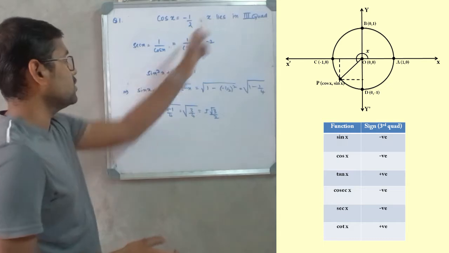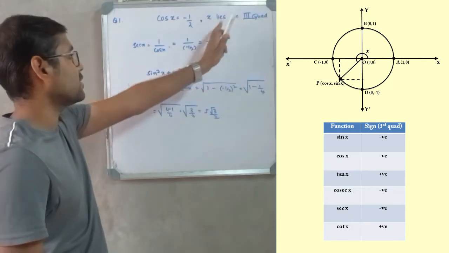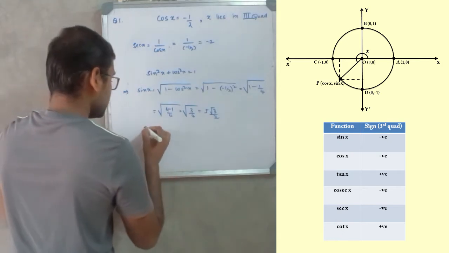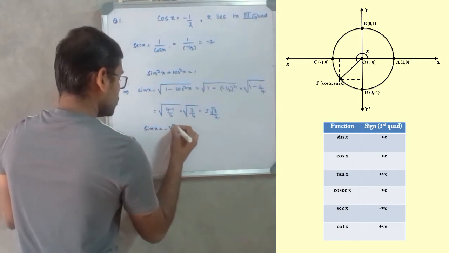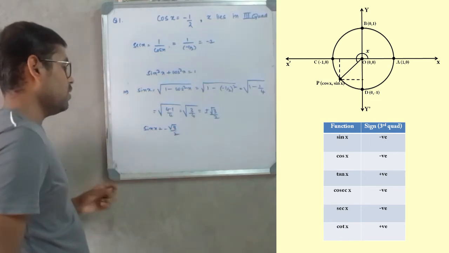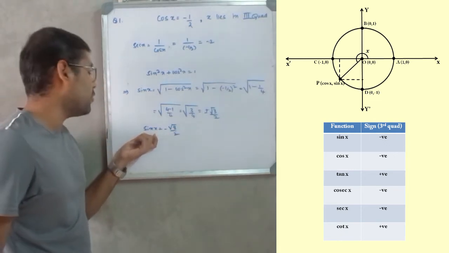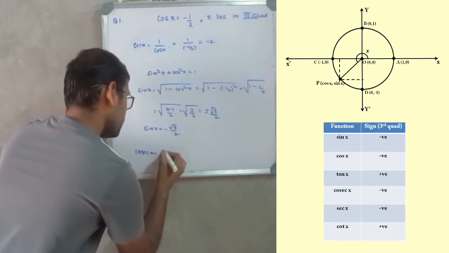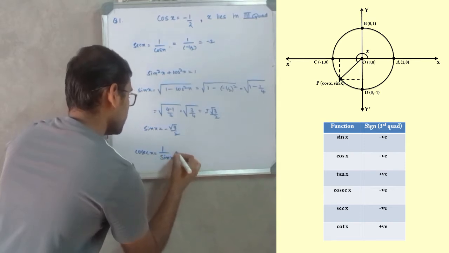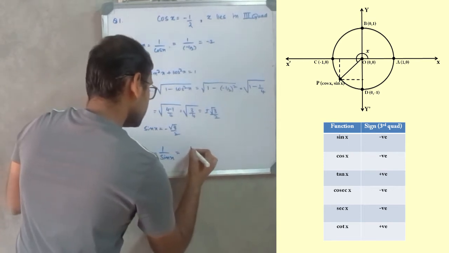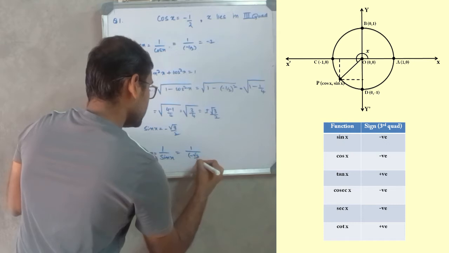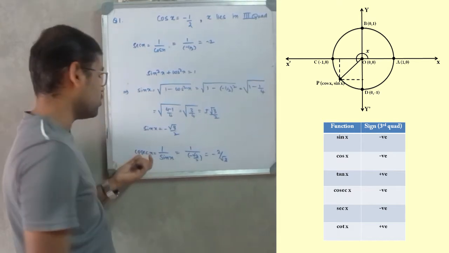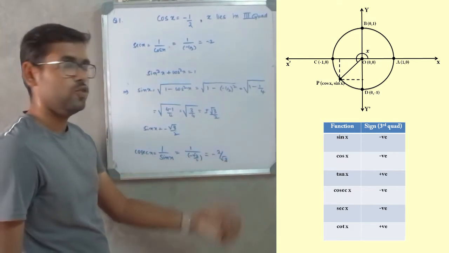Since x lies in the third quadrant, the value of sin x in the third quadrant is negative. So the sin x value will be minus root 3 by 2. Now if I know the value of sin x, I can easily find the value of cosec x. The cosec x is defined as 1 by sin x, and here the value of sin x is minus root 3 by 2, so it will be minus 2 by root 3. So the value of cosec x will be minus 2 by root 3.